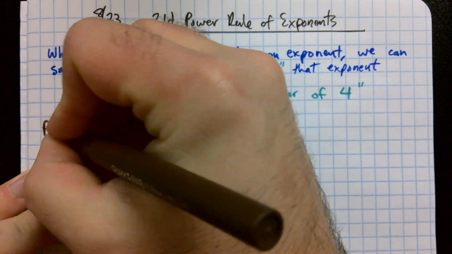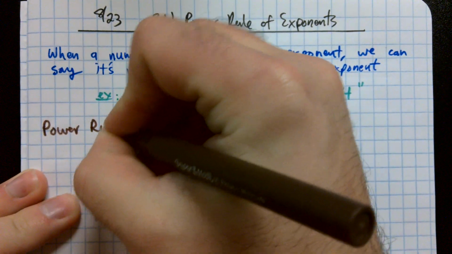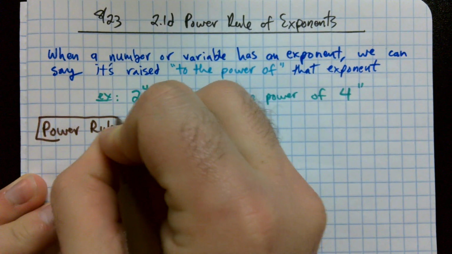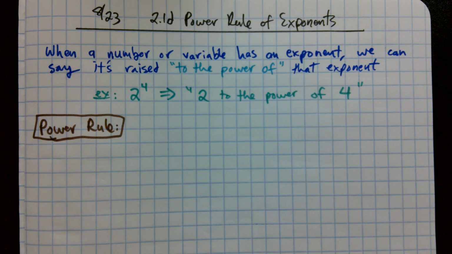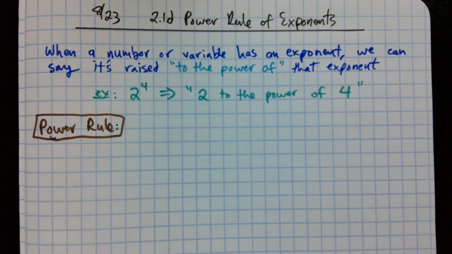So the power rule is our third exponent rule. We got product rule, we got quotient rule, now we got the power rule. So the product rule involved multiplication, right? That's why it's called the product rule. The quotient rule involved division. That's why it was called the quotient rule, right? Quotient is the result of division. So the power rule is going to be when we raise a power to another power.